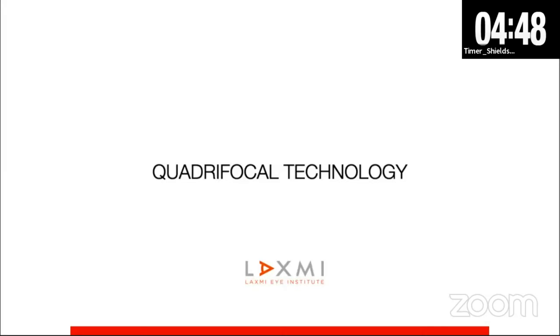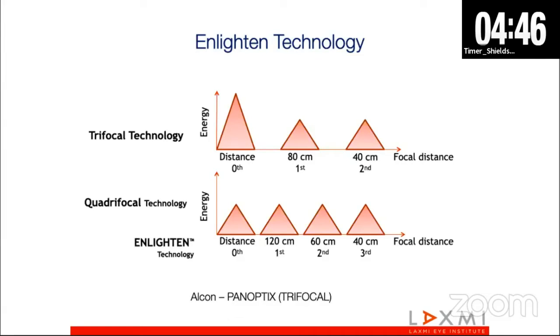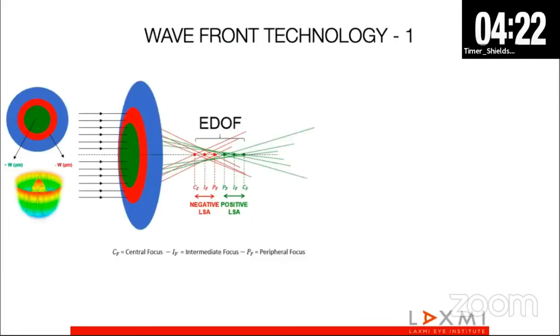Then came the quadrifocal technology. In contrast to trifocal technology, which has focus for distance, 80 centimeters and 40 centimeters, quadrifocal technology has focus for distance, 120, 60, and 40 centimeters. However, the 120 centimeter focus is deviated to the distance to give a better distance vision. And now the intermediate focus is at 60 centimeters instead of 80 centimeters, which is more comfortable for routine work.